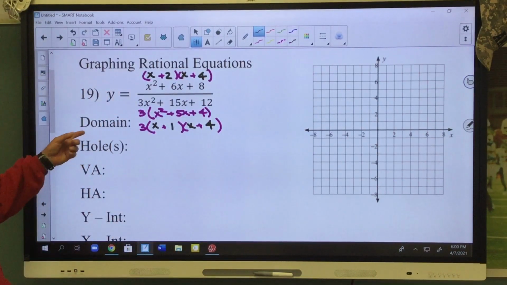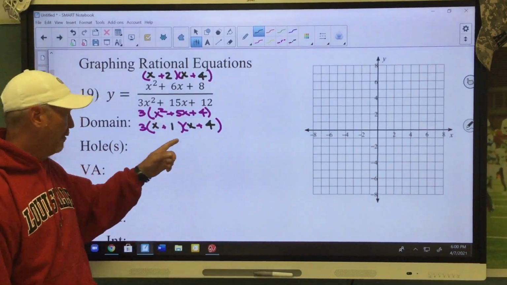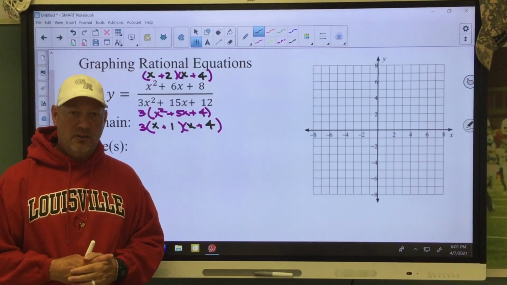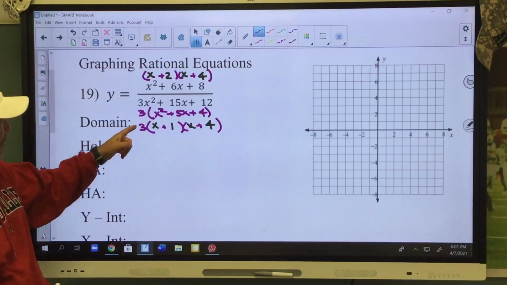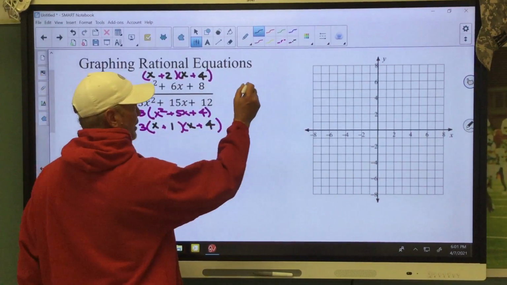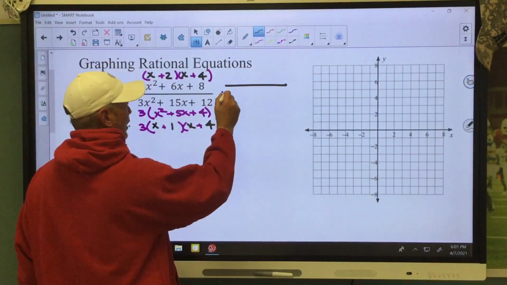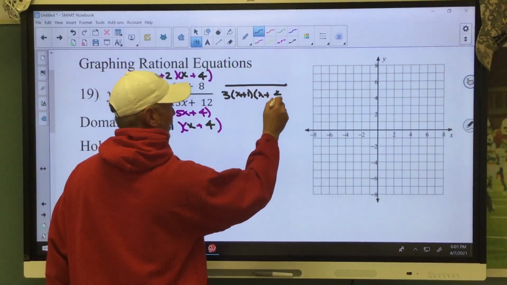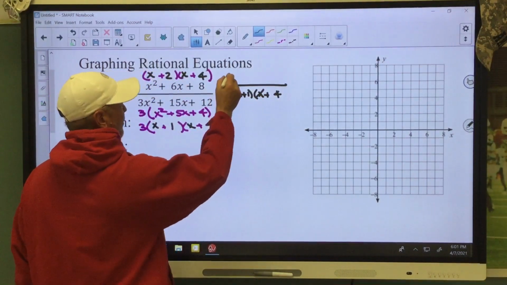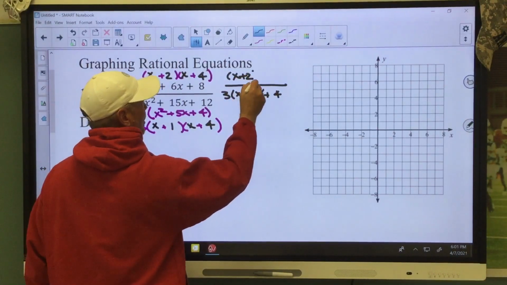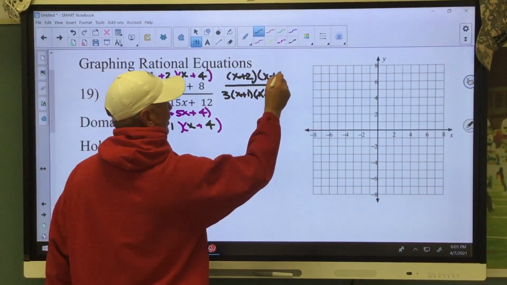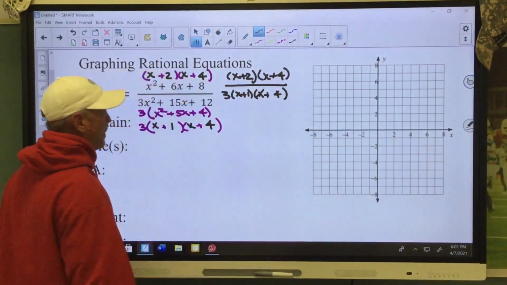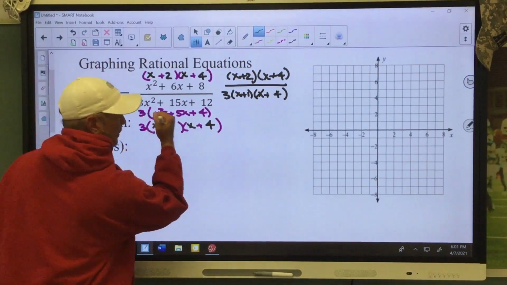Now, we took up some space for our domain, but there's our factored form. We need to find the value of the domain before we do anything else, okay? So, because we're out of space, I'm going to move this up here. We're going to say 3, this is my denominator, 3 times x plus 1, x plus 4. Okay? And then we have x plus 2, x plus 4. Okay, there we go. All right, so we're going to erase this because it's in the way.